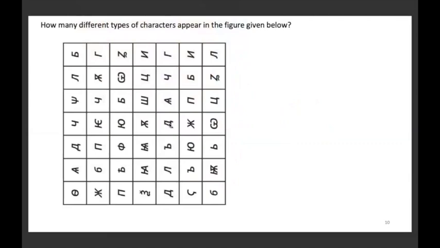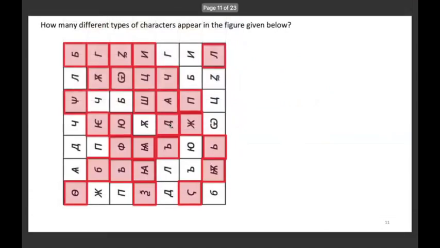Here, you're provided a matrix. You have to find how many different types of characters appear in this figure. How many different types of characters appear in this matrix. So these are all the 28 characters. I've marked all of them that are different and they appear in this matrix. Okay. We'll go to the next one.